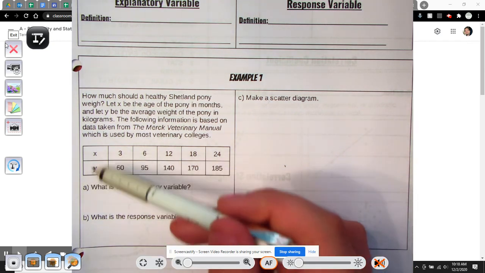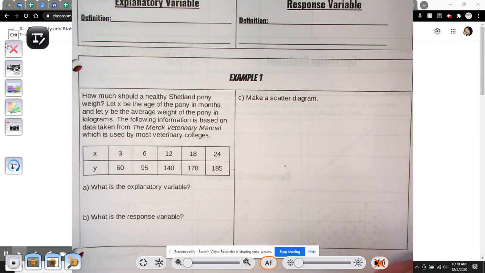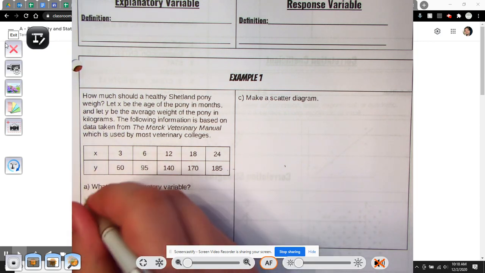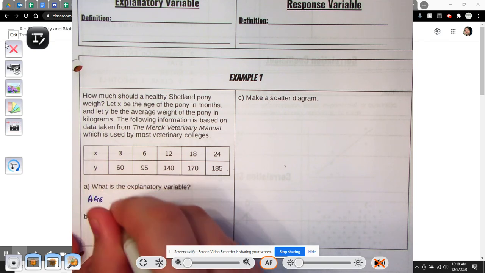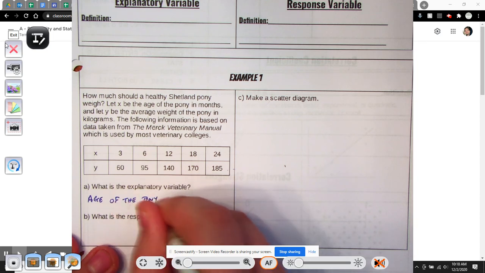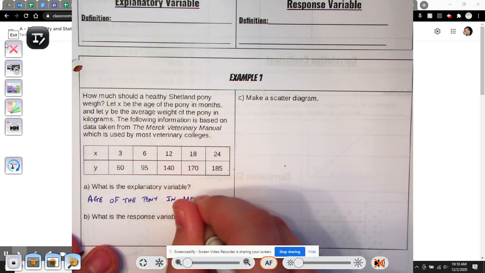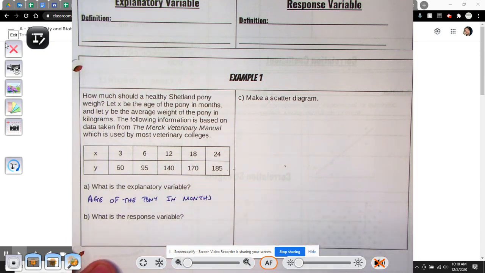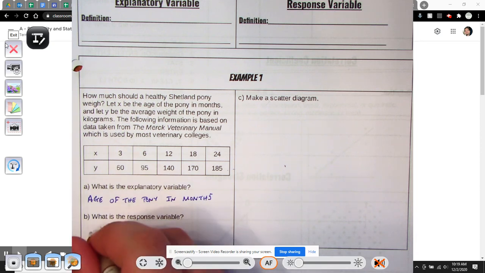So we have this table, we have x, these, y, those points. So then what is the explanatory variable? Remember, explanatory variable is the x, and it says let x be the age of the ponies in months. Okay. And the response variable, remember, is our y, and it says the average weight of the pony.